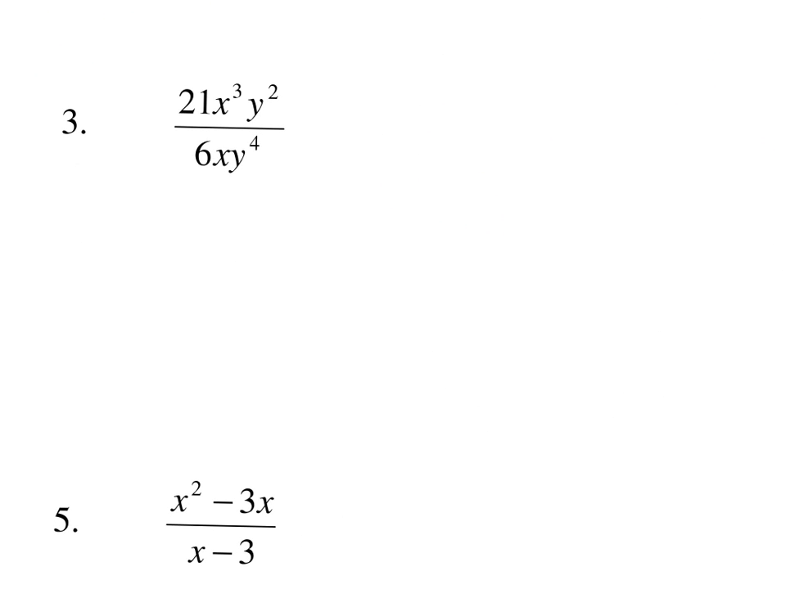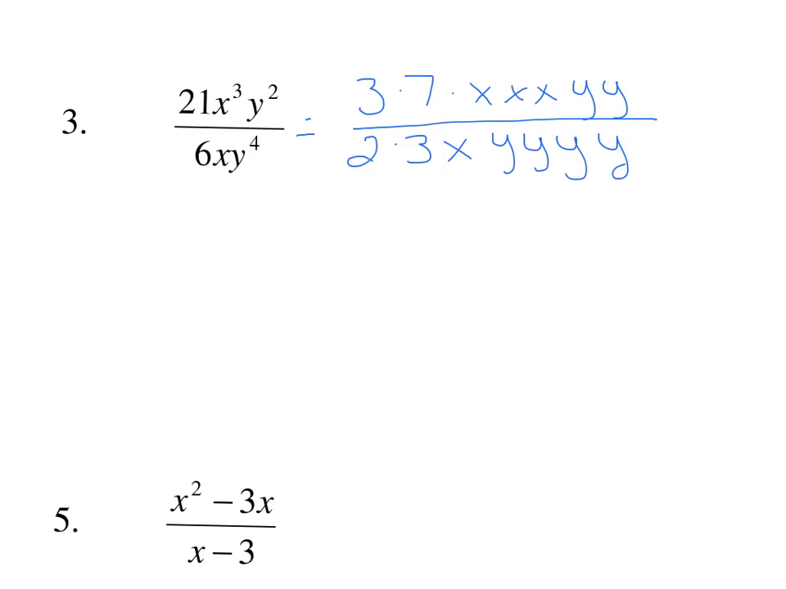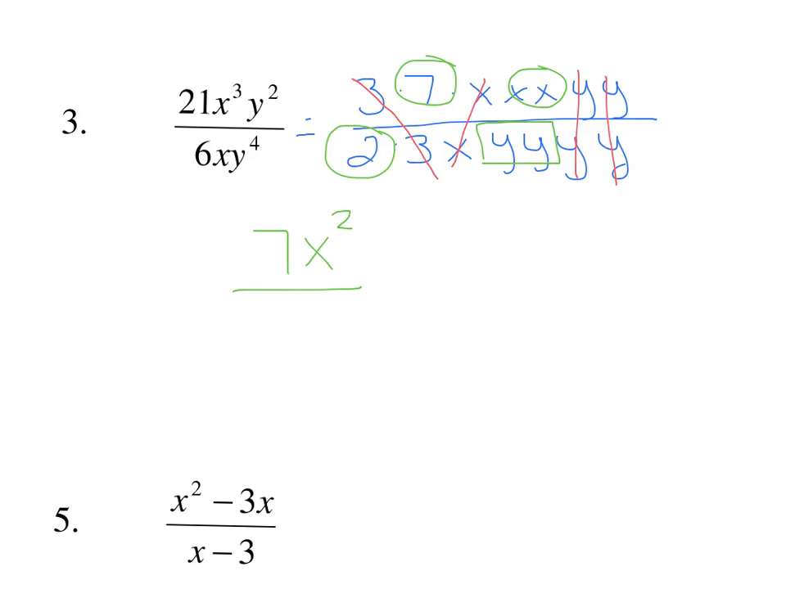And number 3, we've got some variables going on. So you can break these up. 21 is 3 times 7. Then we have x times x times x, x cubed, and y squared. 6 is 2 times 3, and there's 1x and 4 y's. Then we can reduce these 3's, we can reduce an x, and we can reduce 2 y's. That leaves us with 7 times x, or 7x squared in the numerator. 2 times y, or 2y squared in the denominator.